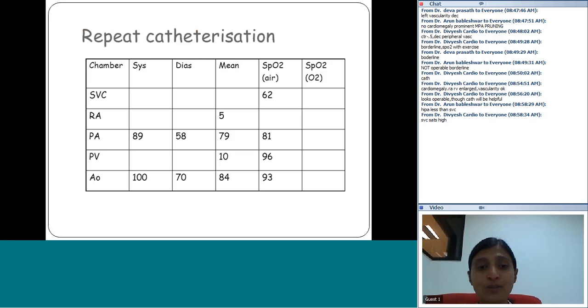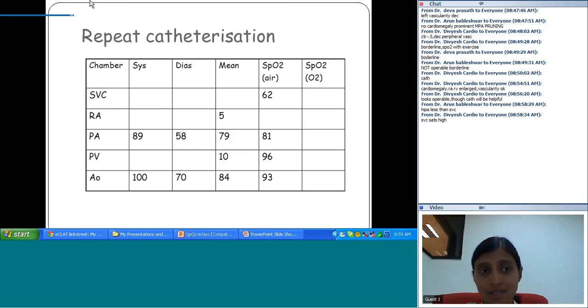Now this looks much more reassuring. At this time it was decided that we wouldn't do the oxygen testing, we'll just do a baseline study and see what the baseline study shows. Now here you see there is a very good step up between the SVC and the PA, and aortic saturations are a little bit on the lower side, but overall this data to me suggests operability.